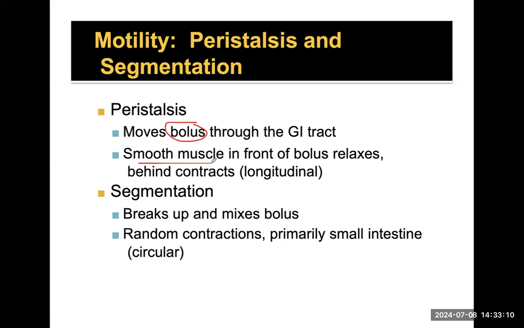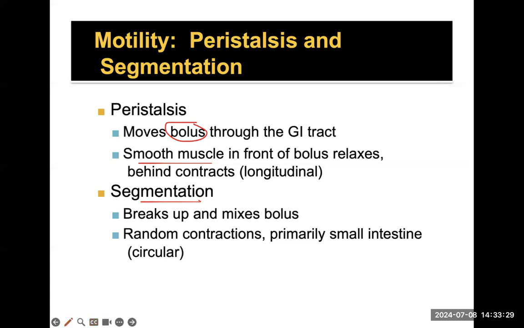And it's going to be lined with smooth muscle to help the bolus move linearly, or in this case, longitudinally from up to down the tube. The second type of movement is called segmentation. This is going to be the breaking up and mixing of the bolus. This is essentially like a churning, right? You're turning over the food.